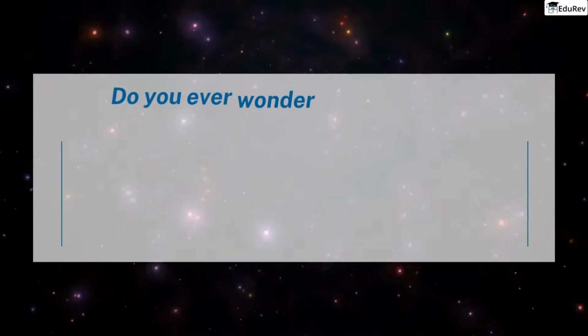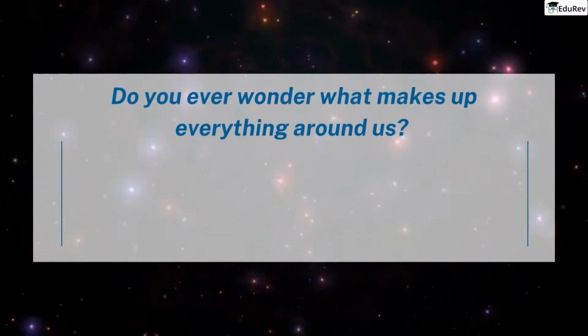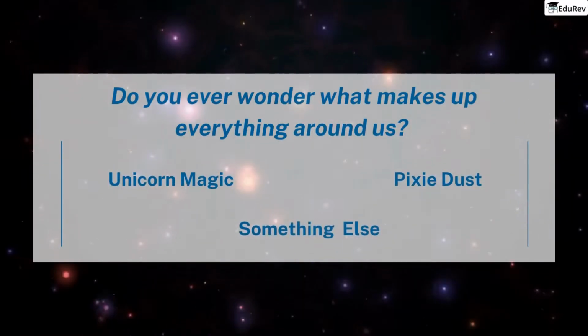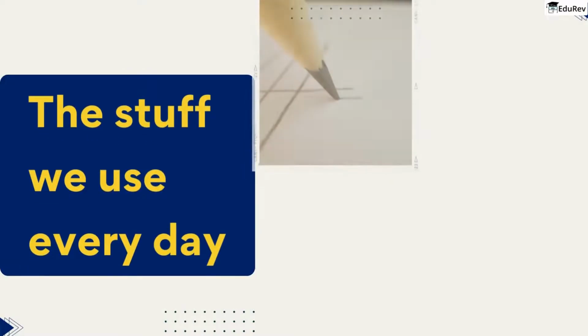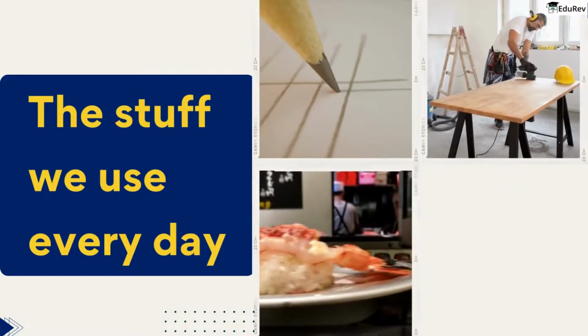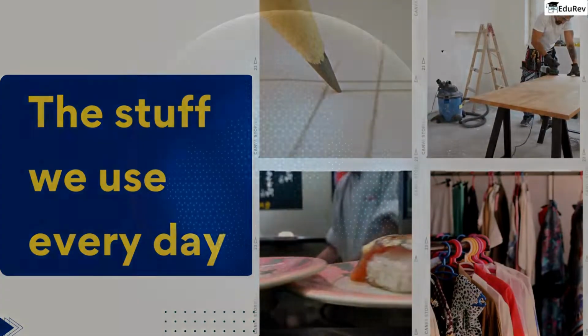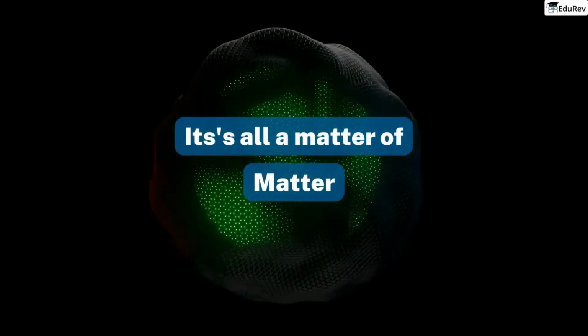Ever wonder what makes up everything around us? Is it unicorn magic, pixie dust, or something else entirely? You know, the stuff we use every day, like pencils, tables, the food you eat, your clothes, your phone, and even your annoying siblings. Well, to burst your bubble, it's all a matter of matter.